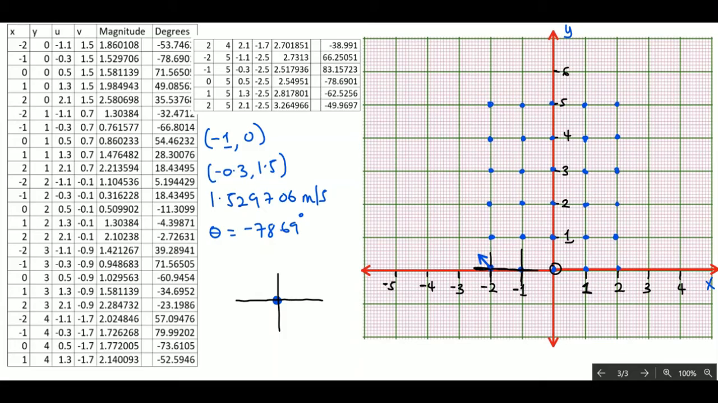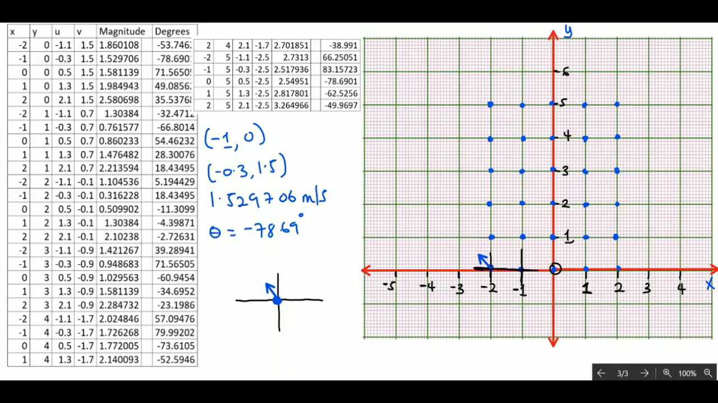Okay, and then we know the angle to be what, -78.69, which means that you are going to be measuring in the clockwise direction. So we are just going to assume the angle. Okay, so let's take this to be our 78.69. Okay, and then the magnitude is 1.52, so that means it has to be shorter than the previous one.